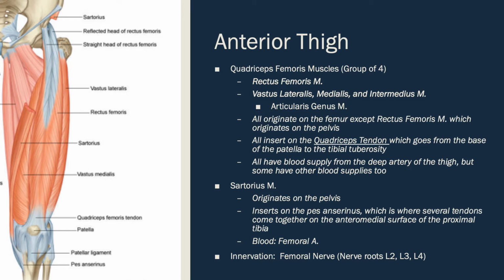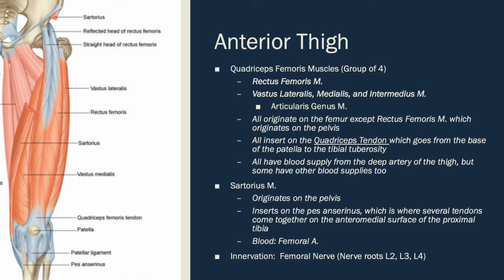All of the muscles within the quadriceps femoris group originate on the femur except for the rectus femoris, which originates on the pelvis. All of them insert on the quadriceps tendon, which goes from the base of the patella to the tibial tuberosity on the tibia. And all of them have the same blood supply, which is the deep artery of the thigh. Some of them will have blood supplies in addition to the deep artery of the thigh, but the deep artery of the thigh is common among all of them.